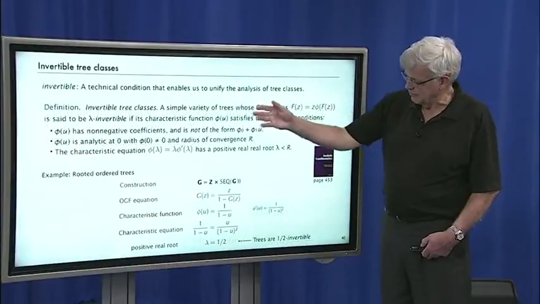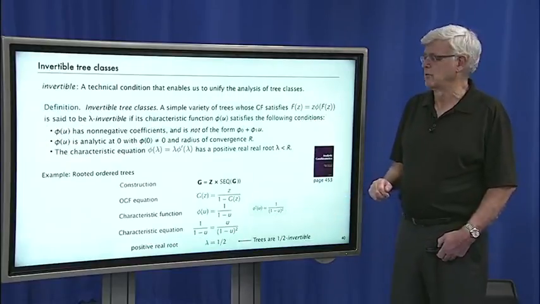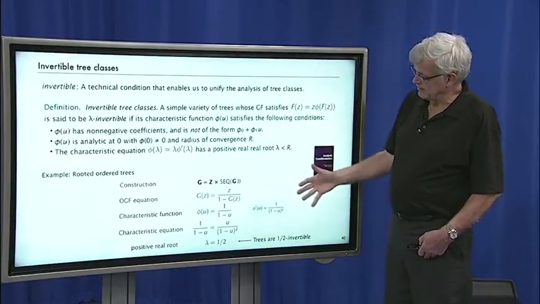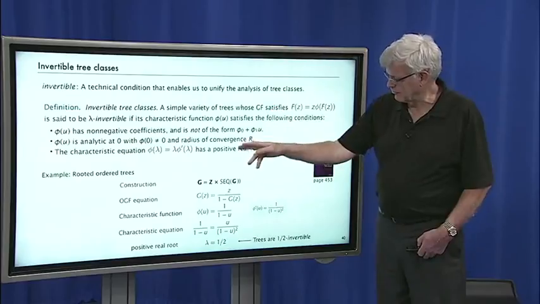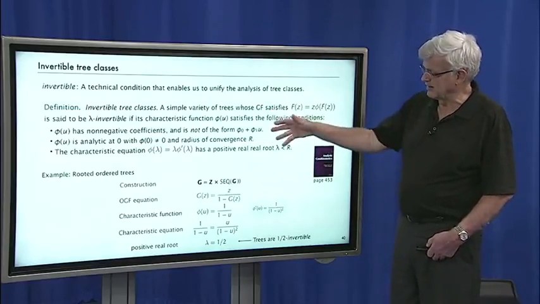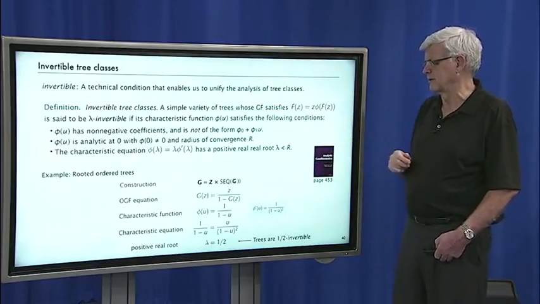So therefore, rooted ordered trees are 1/2 invertible. That's a technical condition. That characteristic equation has to have a real root, and it has to be non-degenerate, is really what the other ones are saying.